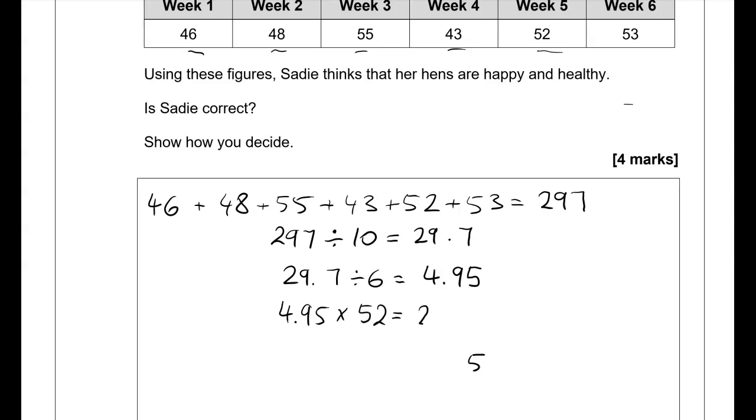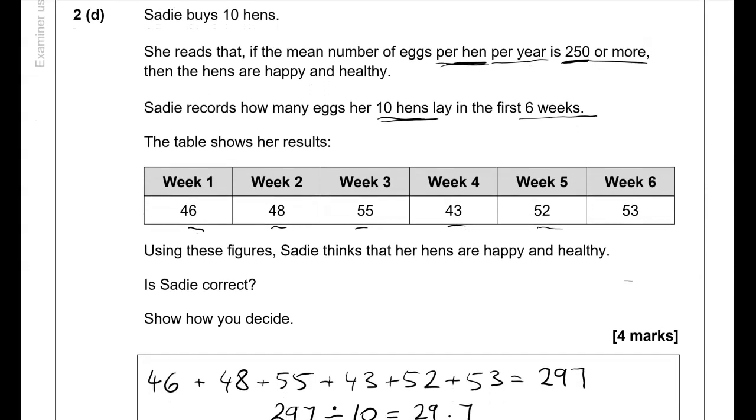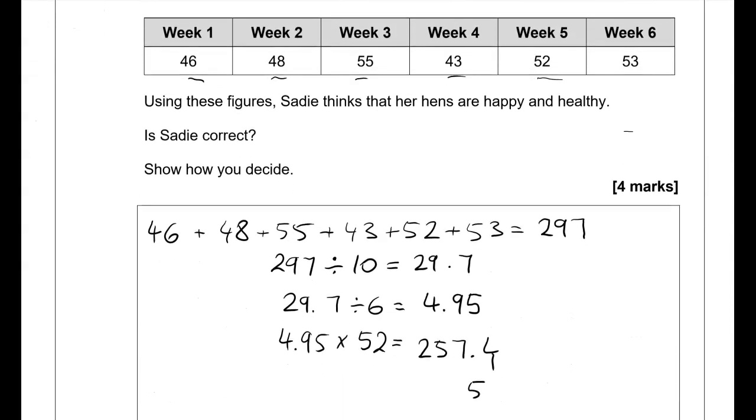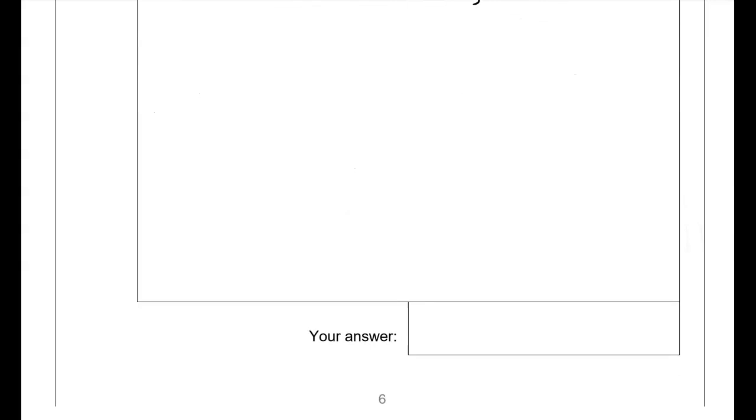And it is 257.4 eggs per hen per year. So comparing this to 250, that shows that Sadie is correct. So yes, 257.4 eggs.